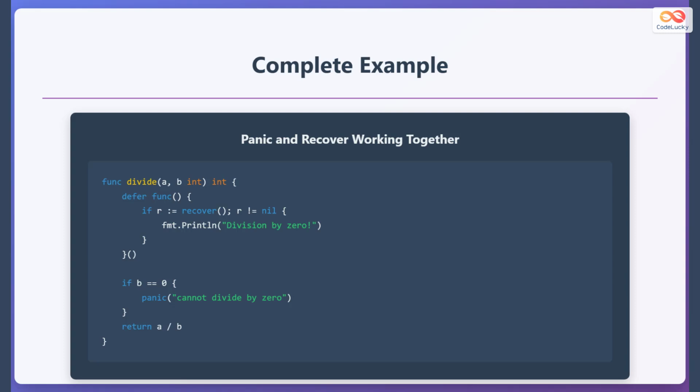Inside the divide function, we check if b is equal to 0. If it is, we call the panic function with the message cannot divide by 0. Otherwise, we return the result of dividing a by b.